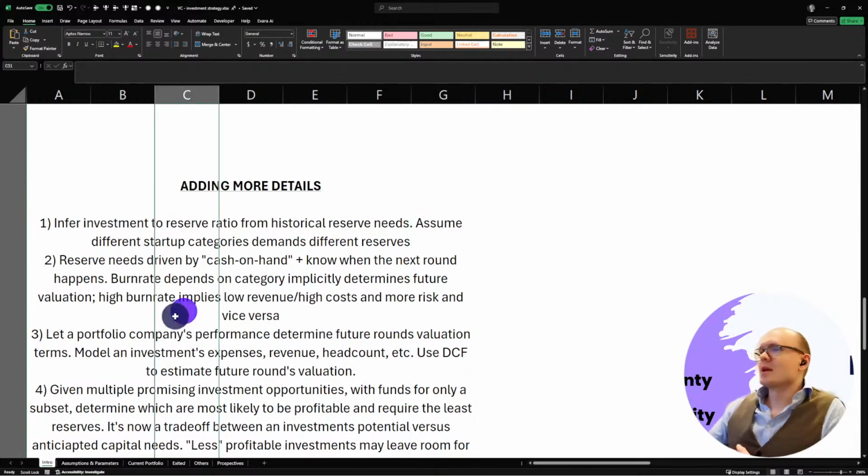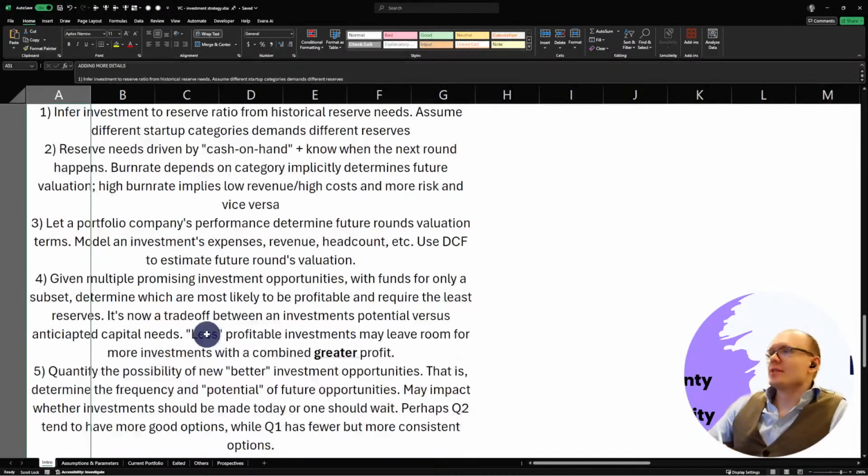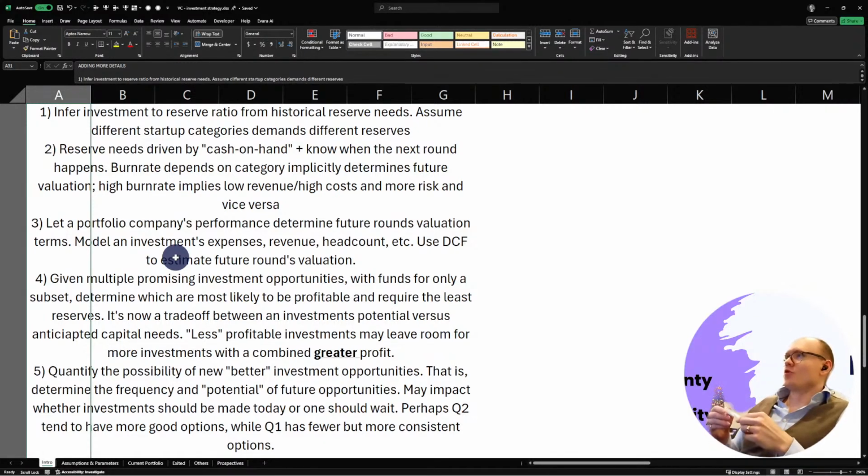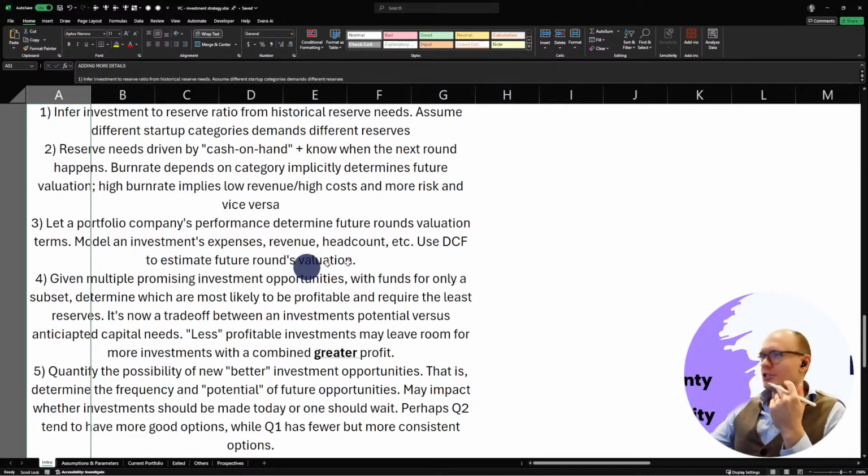Okay, now the next one we can consider as a model at a higher level as well is we could consider the company's performance to determine future round valuation terms. So we could model the investment's expenses, revenue, headcount more specifically, and we can use a DCF, so discounted cash flow model, to estimate future round valuations. So essentially elaborating on 2, we're making it more detailed. Now we'll be adding more information and uncertainties again.